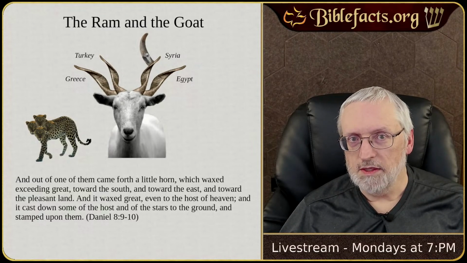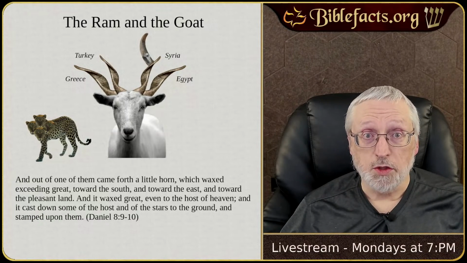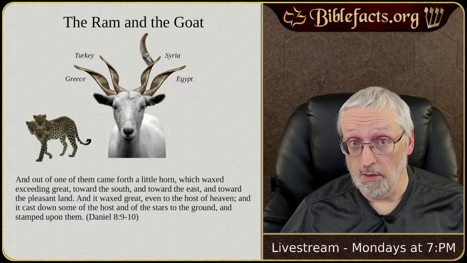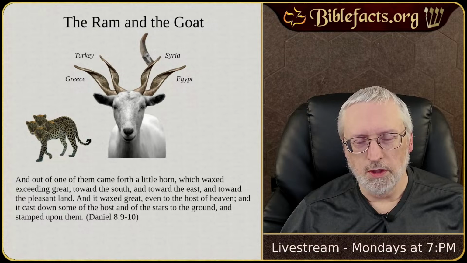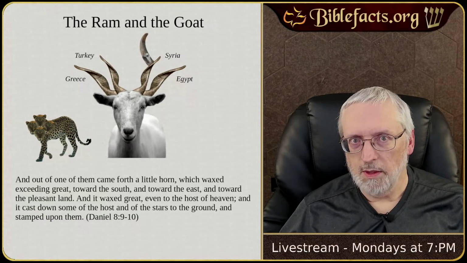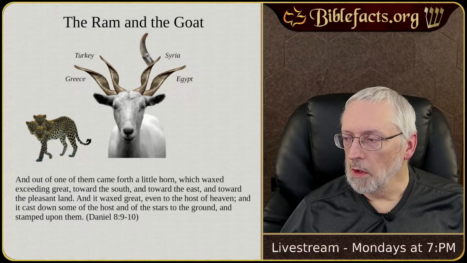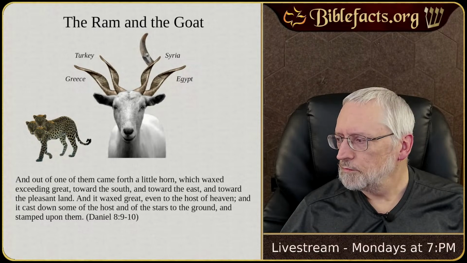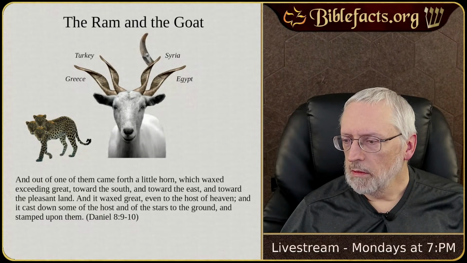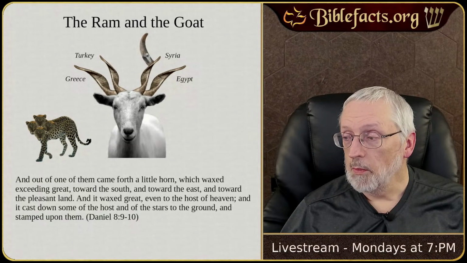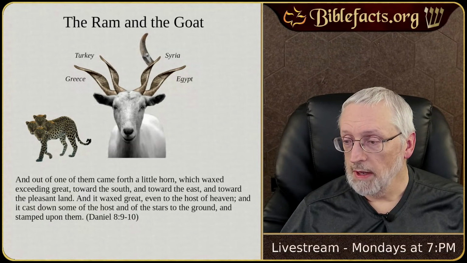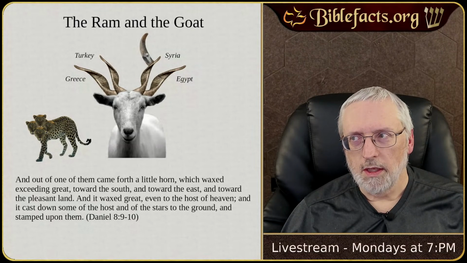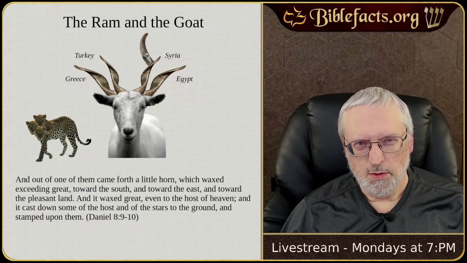So if I wax great to him where he can't touch me or would have a really hard time destroying me, I might actually destroy him. That's not something a human would do. So again, we're talking about something more than human here. So this little horn waxed great even to the host of heaven, so even to the angels. And it cast down some of the host and some of the stars to the ground and stamped upon them. So what human do you know that could actually incarcerate an angel, do something like that?